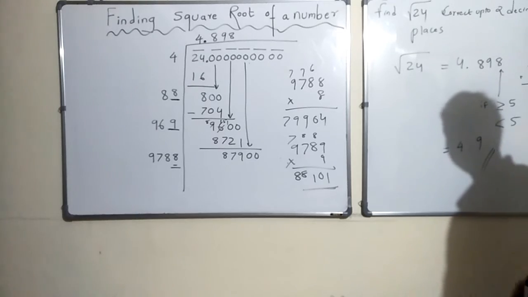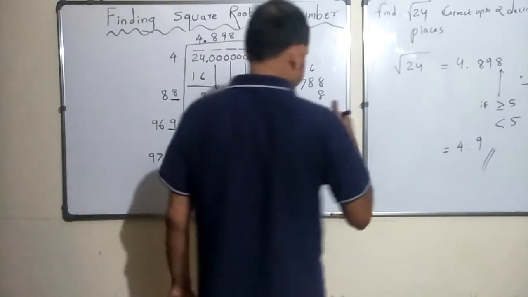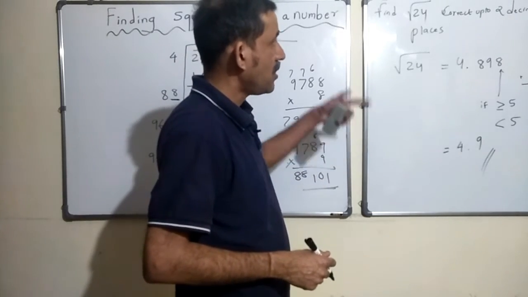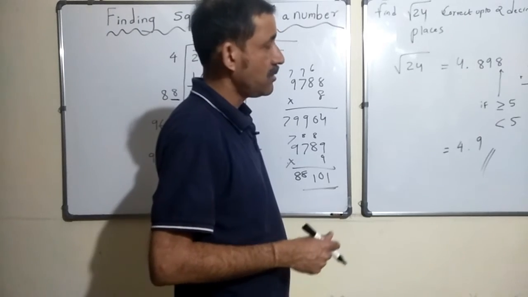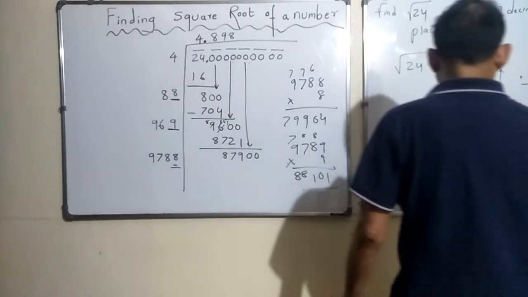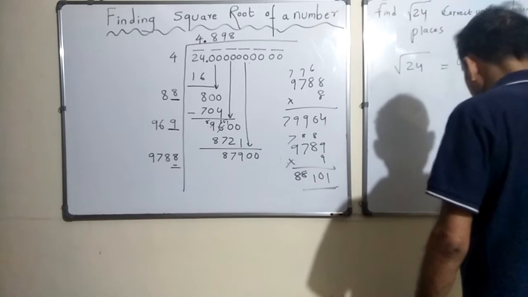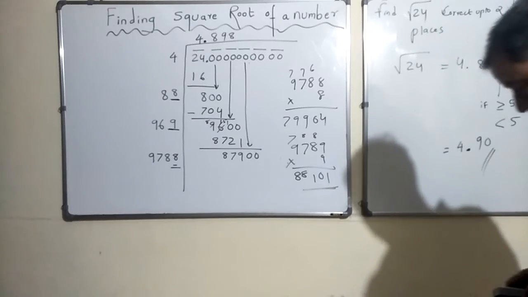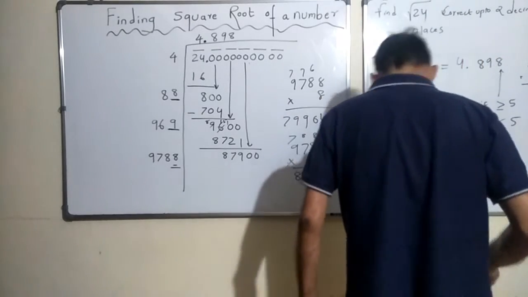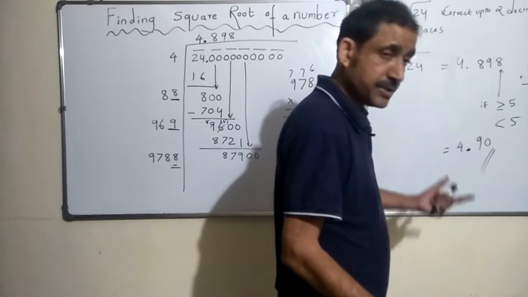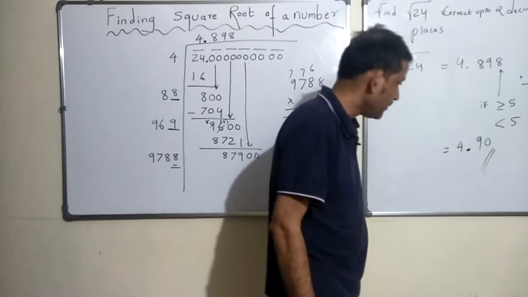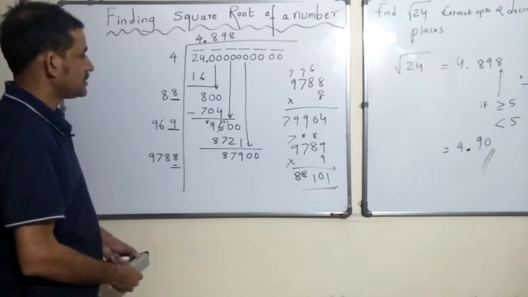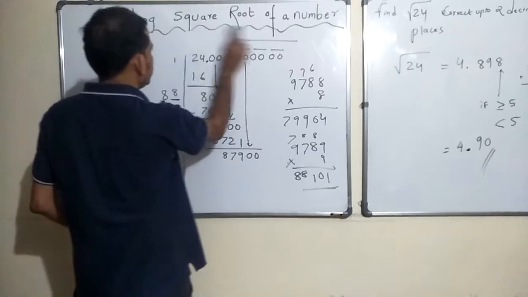So that is the answer, the square root of 24 correct to 2 decimal places. So it is 4.90, you can say. All right, that's fine. 4.90 is the answer. Doesn't matter, the 0 doesn't change the value in this case, but I just put it. All right, so this is the answer. Now let's take a look at some other problem.